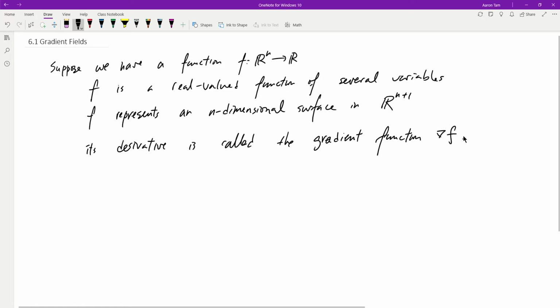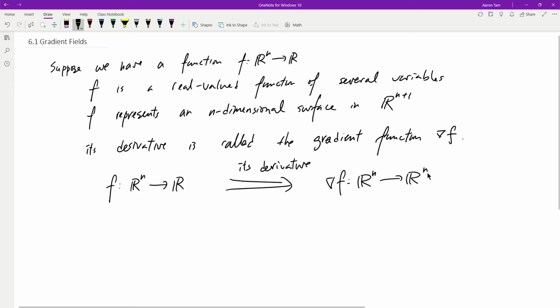So not f prime, because f prime would either indicate a single variable function derivative, like the slope of the tangent from basic calculus, or, for a vector valued function, f prime would indicate a derivative matrix. So here, its derivative is called the gradient function. It is here with the gradient function that I want to talk about. If you think about it, the function f maps from Rn to R, then its derivative would actually be the gradient of f, which maps from Rn to Rn.